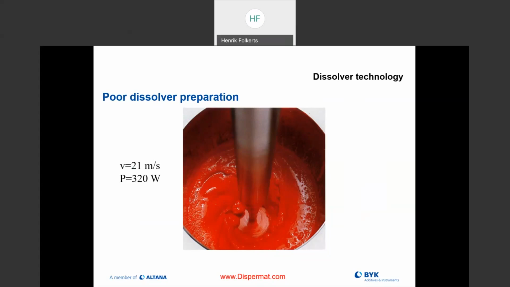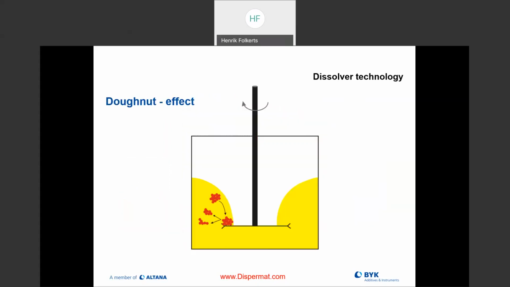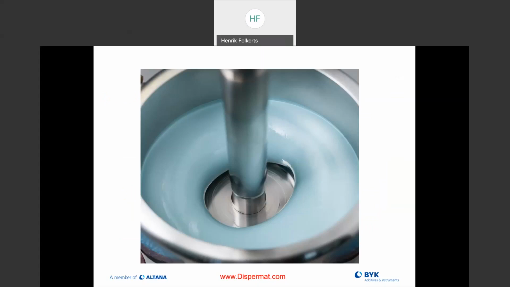So here is an example where we put way too much energy into a mill base by maintaining the same tip speed, and now I don't have a donut either, because everything is bouncing all over the blade. So that's also not optimum. You really want to dial it in and use the right amount of energy with the right tip speed to have this proper donut.